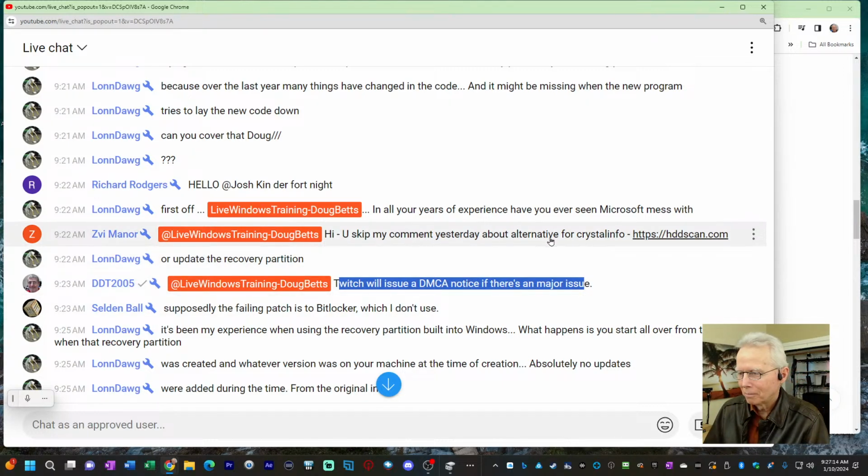I guess basically I'm saying it's a good tool. It does testing, which Chris Garrett said he meant for Windows Update.